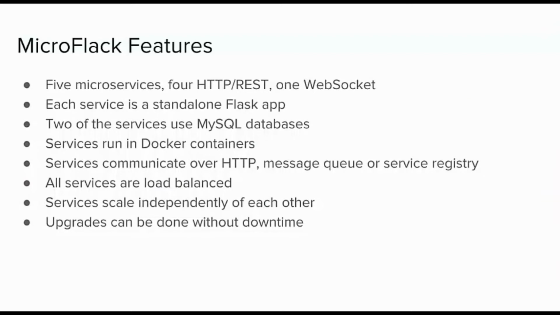These are the features. As I said, we have 5 microservices. 4 of these are HTTP, Web API, REST, call it whatever you want, but HTTP APIs. And then there's one that's the WebSocket portion. Each service is one Flask app, so we have 5 Flask applications now. They're completely independent. I kept them all in a single file. I went back to the simple things in life. So one file for each application.